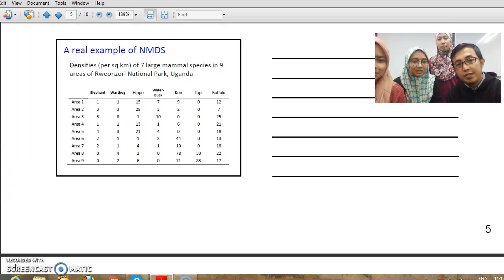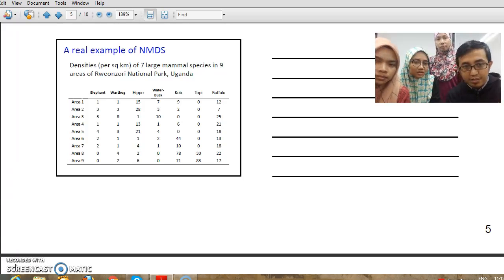Okay, we can see here an example of an MDS. I think it's an easier way to understand. So here you can see densities per square km of 7 large mammal species in 9 areas of Rwenzori National Park, Uganda. So how many variables here? 7: elephant, warthog, hippo, waterbuck, kob, topi, and buffalo.